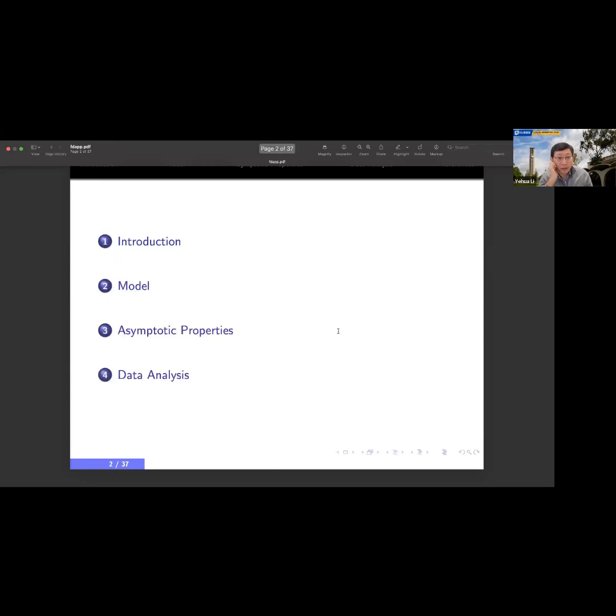Okay. So, a brief outline: I will give an introduction and motivate the methodology, then we talk about the model and the estimation procedure. Then we will talk a little bit about asymptotic properties. And in the interest of time, I'm going to skip any simulation study and just finish up with some data analysis.